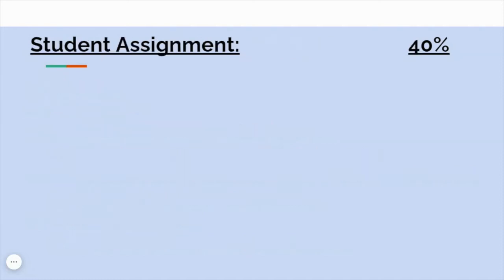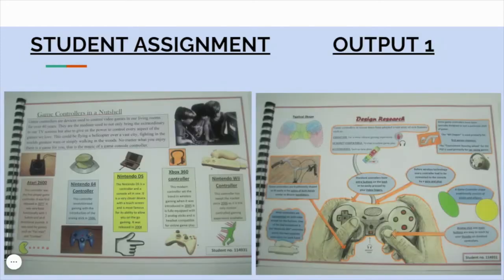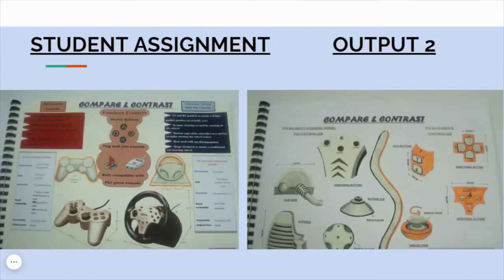So to break down the student assignment a little bit more, there's a huge emphasis on elements of your design, how you communicate this, and then your use of a CAD package, which is SolidWorks. So looking at an example from the 2010 student assignment, you can see that the brief for this one was games controllers. So the student has looked at the history of games controllers. They have looked at the geometries of one particular controller. Then for output 2, they have to compare and contrast 2 different controllers.